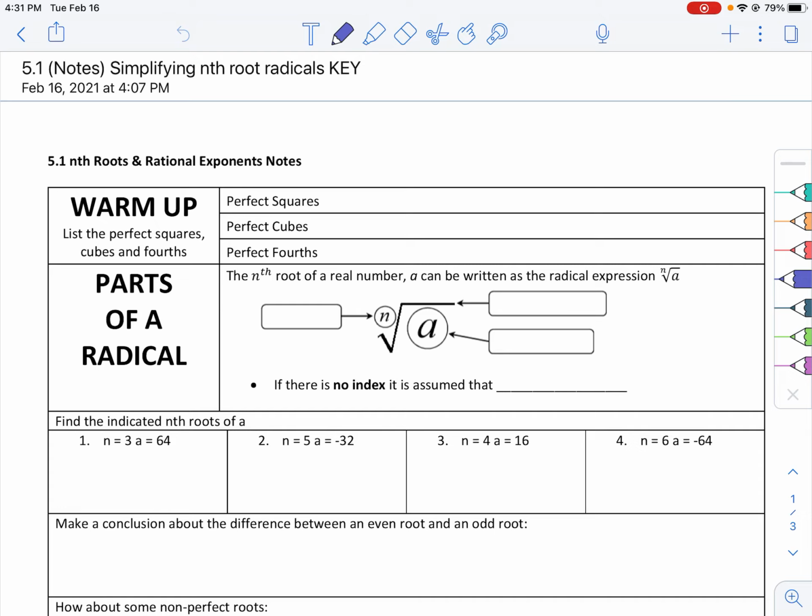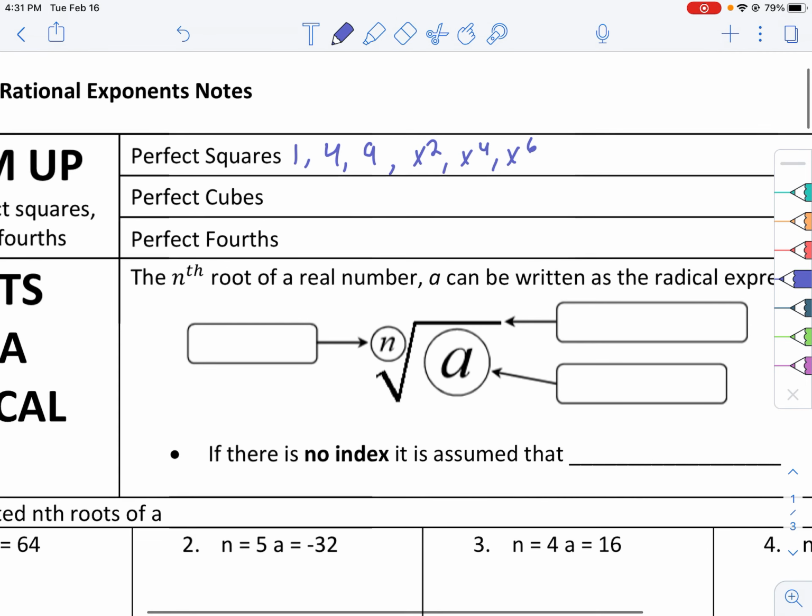So before we talk about those, we have to talk about some things that are perfect squares. Our perfect squares are like 1, 4, 9. Those would be numbers that are perfect squares. You also have to think about variables like x squared, x to the 4th, x to the 6th. Any even power variable or even power exponent is a perfect square.